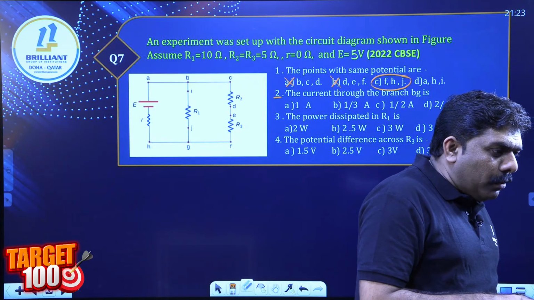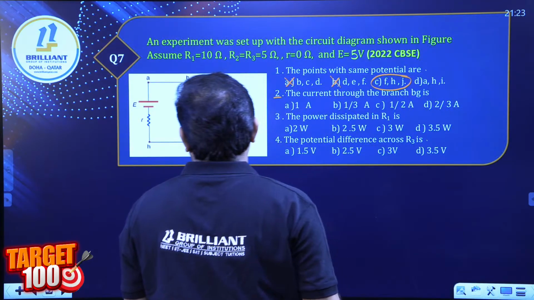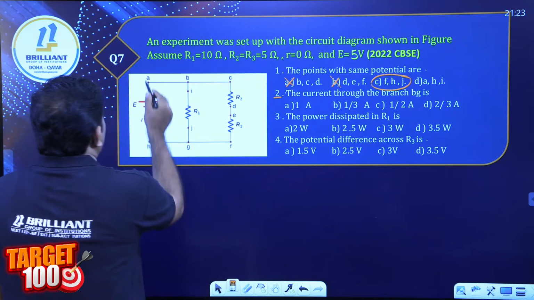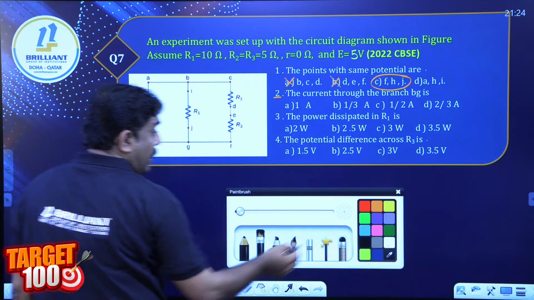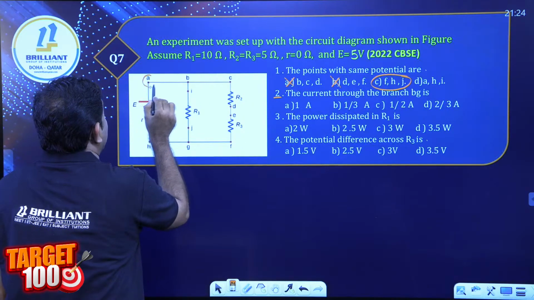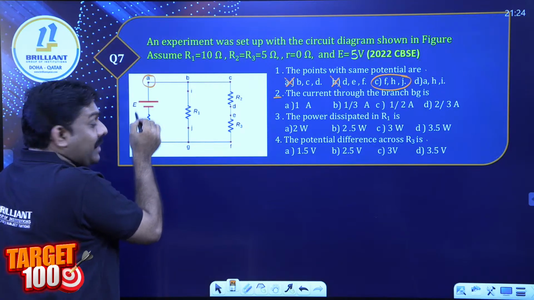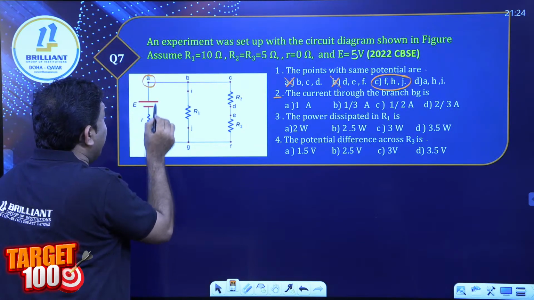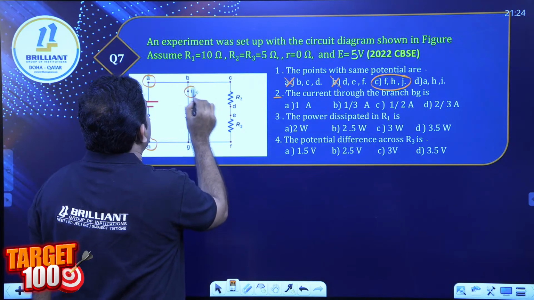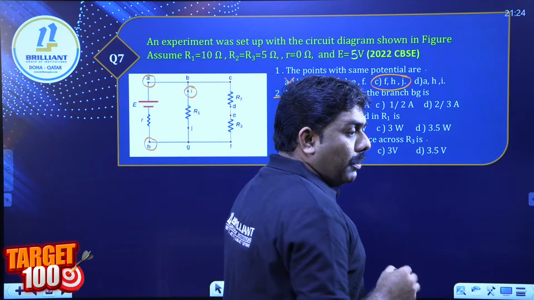Nitin is asking, sir, what about A, H and I? Look, A, H and I will not be equal. Yes Nitin, I will clear your doubt. See, here A is there, but you are crossing a cell. As you are crossing a cell, there is a potential drop. So H will be there, and we can say I will be there, so they are not equal.